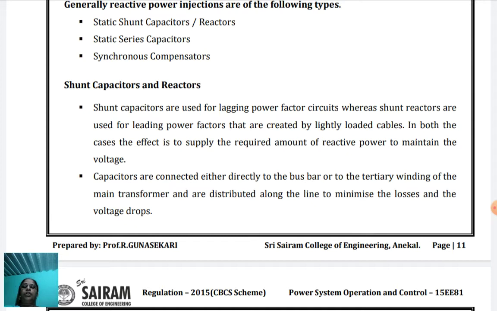Both are needed for lightly loaded cables. In both cases, the effect is to supply the required amount of reactive power to maintain the voltage. Capacitors are connected either directly to the bus or to the tertiary winding of the main transformer. Tertiary winding means a three winding transformer. This is done to minimize the losses and voltage drop.